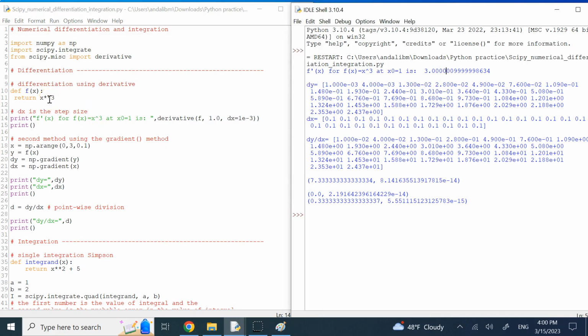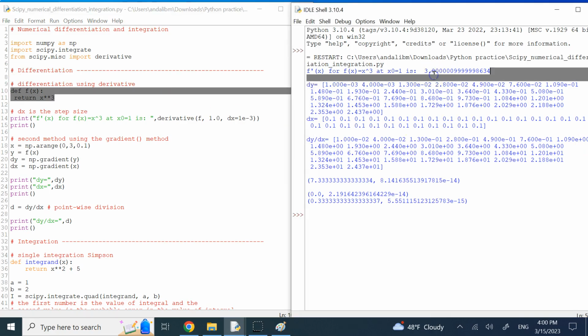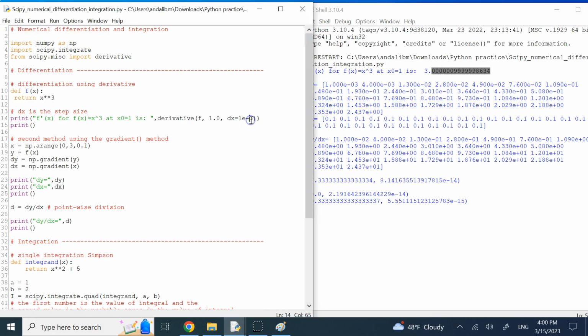And you know the exact value is 3, right? Because the derivative of x cubed is 3x squared, and at 1 it's going to be exactly 3. So this is a very good approximation of 3, as you can see here. The smaller you choose this number, the more accurate the derivative you are going to get.